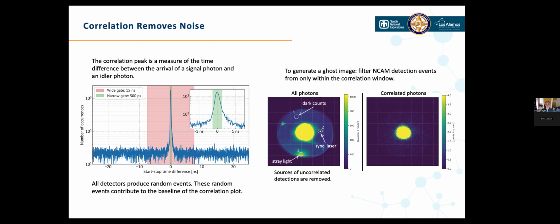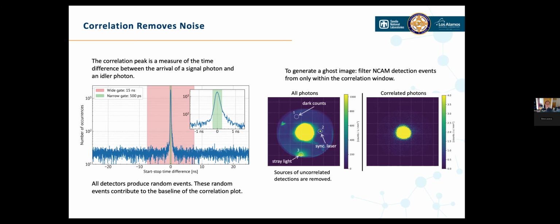It's much more suppressed than other detectors, but there's some noise, and so you do get kind of random events. But whenever you get a photon at exactly the same moment in time, you get a very strong peak of detection events. And this peak, if we just filter out only the photons that arrived at this moment in time, then we can generate our ghost image.